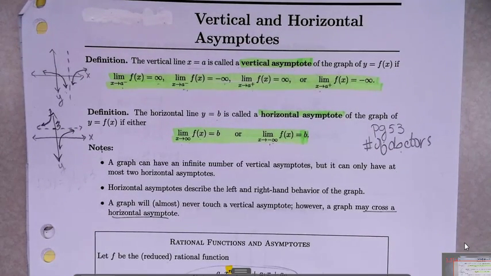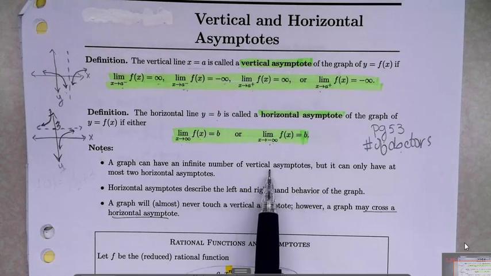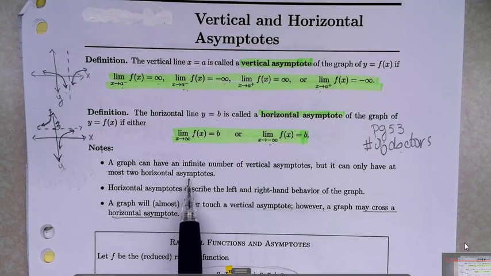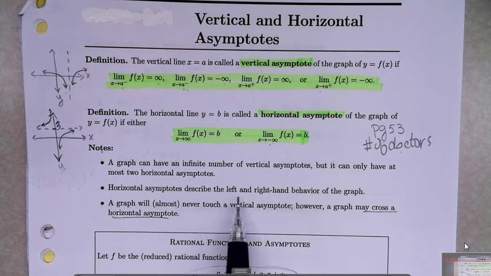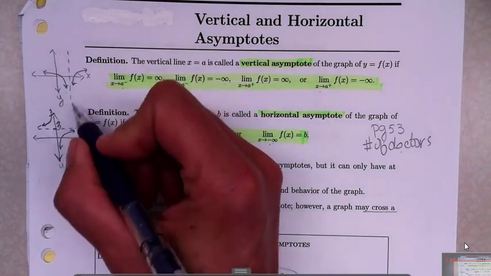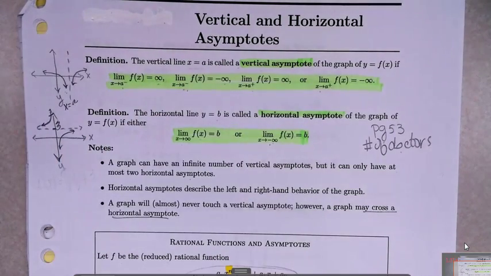Okay, so some notes here about asymptotes. You can have an infinite number of vertical asymptotes. Think about the graph of tangent, and that one has a whole bunch of vertical asymptotes. But at most, you're going to have 2 horizontal asymptotes. Horizontal asymptotes describe the left and the right-hand behavior of the graph. So as you get really, really big on the graph, as you get really, really small. Whereas vertical asymptotes are a little bit more about this vertical line at some x equals a, or x equals c.